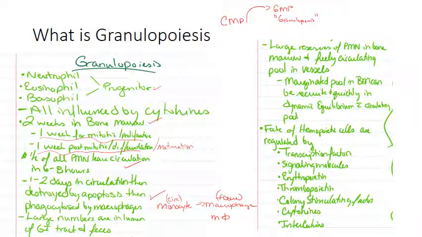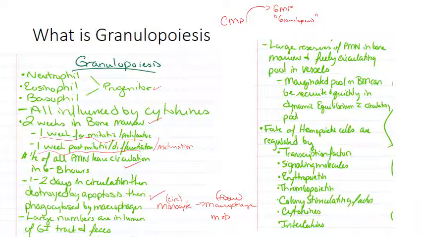So large numbers are in the lumen of the GI tract and the feces. Okay, well, that would make sense because that's an exposed environment, a mucosal membrane. There's large reserves of the polymorphonucleocytes in the bone marrow and a freely circulating pool in the vessels. This is great. Marginated pool in the bone marrow can be recruited quickly, in dynamic equilibrium with the circulating pool. Remember, the endothelium and also the reticular cells, they have those extensions into the sinusoids that they're monitoring for the environment. If there's a need, i.e.